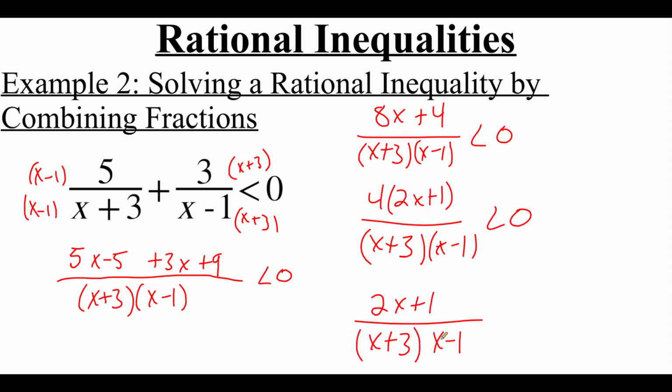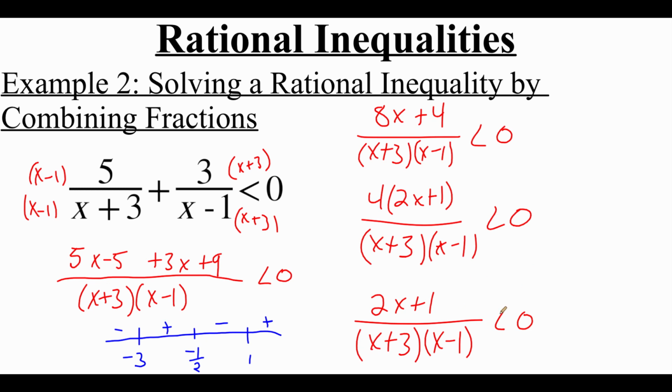Now notice this is the exact same fraction that we just looked at in the previous example. So we've actually already made the sign chart for this fraction. Remember, we had critical values at -3, -1/2, and at 1. On the far left-hand side, that was negative, and then we went positive, and then negative, and then positive.